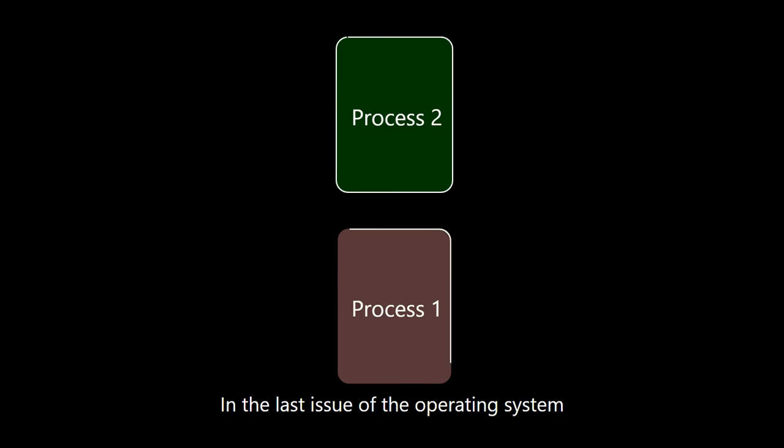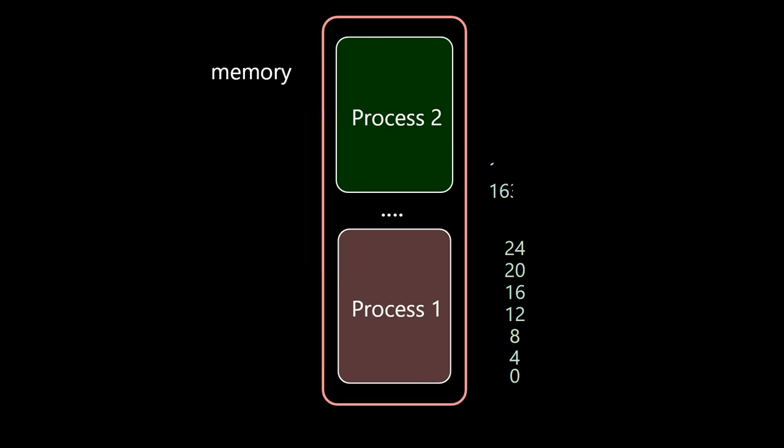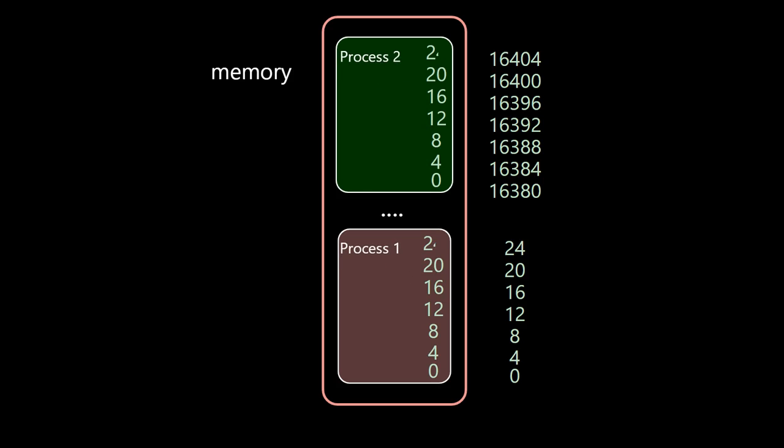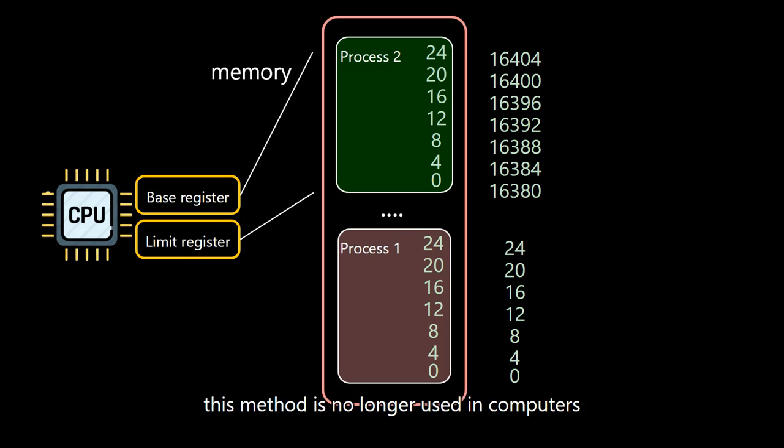In the last issue of the operating system video series, we talked about abstracting memory addresses and establishing their own address space for each process. One way is to use the base address register and the limit register to delimit the process area. However, this method is no longer used in computers today.